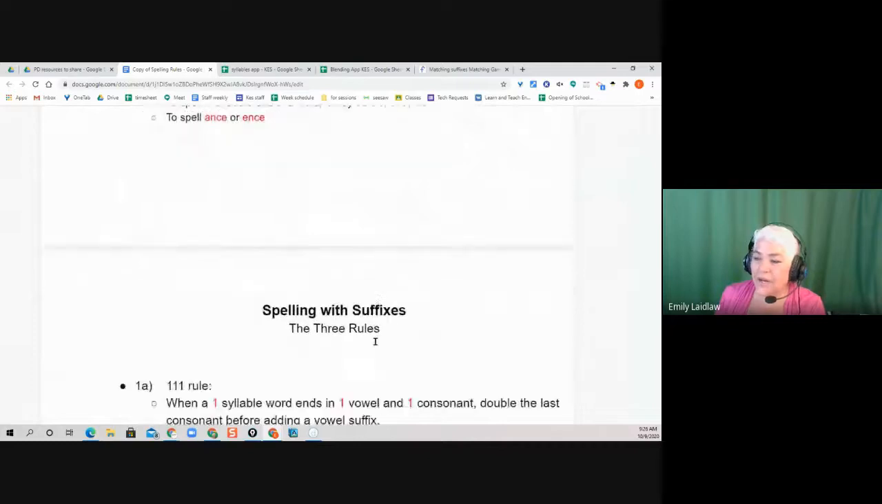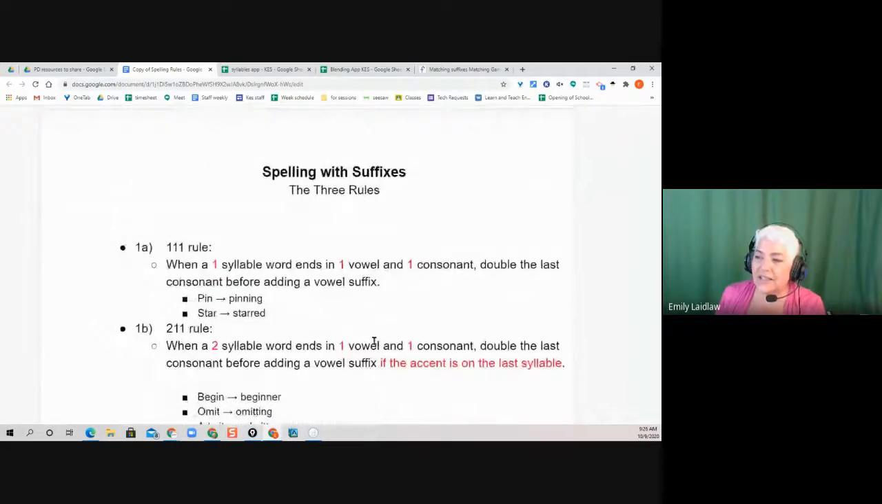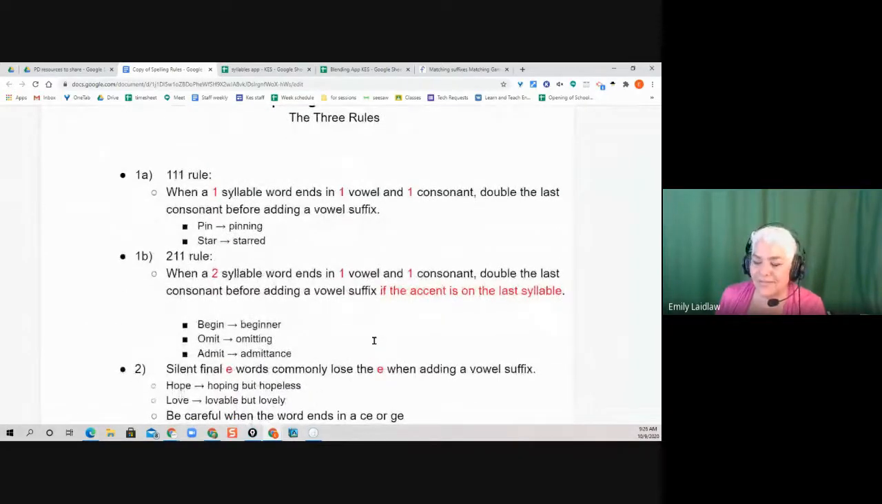Okay. So if you're fairly familiar with most of these, look at what happens with suffixes. And these are the three great rules. I call it the three great rules. The 1-1-1 rule, and that's just a term we use, but when a one-syllable word ends with one vowel and one consonant, you double the last consonant before adding a vowel suffix. So when you have pin and you want to make pinning, you have to double the N. Or if I have star, I have one vowel, one consonant, I double the R before I add my vowel suffix.